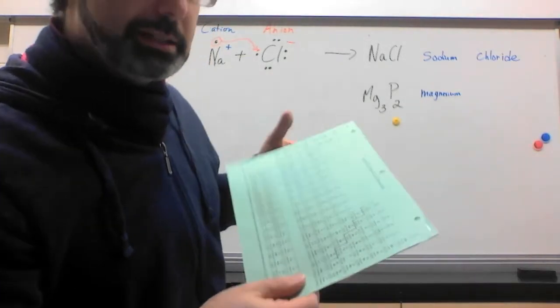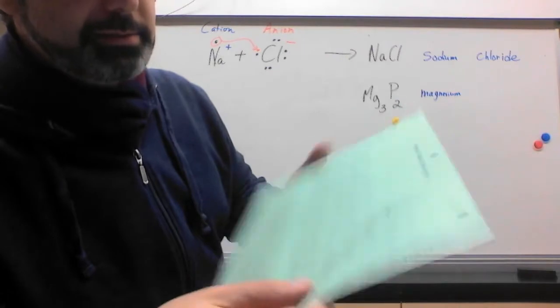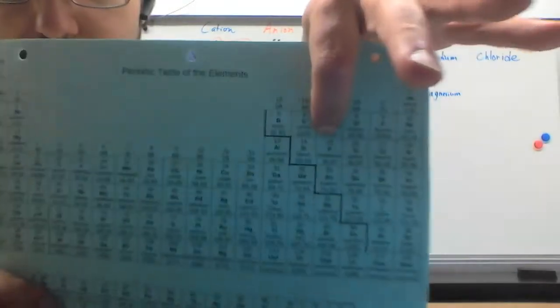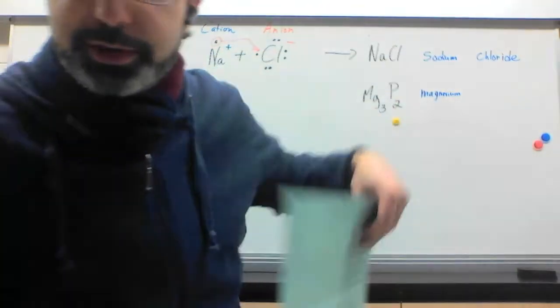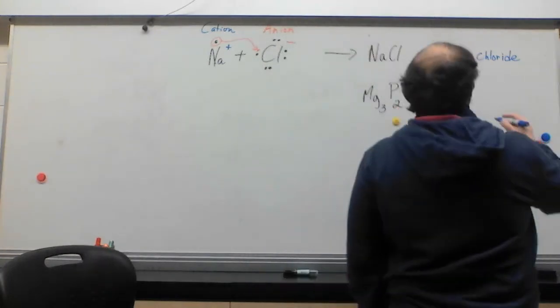Then I have to check the second element, which is on the right side of the table, somewhere over here in the non-metal section. So I take a look and I can find it. There it is, number 15, right there, phosphorus. So I put phosphorus.